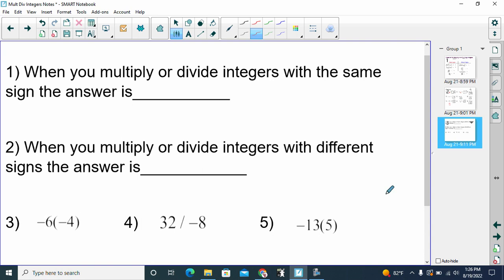Number 1 says when you multiply or divide integers with the same sign, the answer should be positive. Again, this rule is only true if we multiply or divide. This is not true if we add or subtract. Negative 2 minus 3, negative 2, take away 3, should be negative 5. Notice when I add or subtract with 2 negatives, it doesn't always wind up positive. When you multiply or divide integers with different signs, the answer is negative.